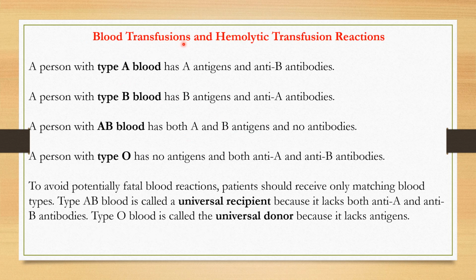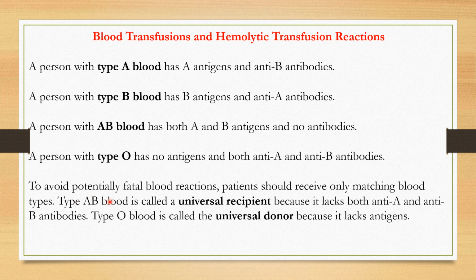Blood transfusions and hemolytic transfusion reactions. A person with type A blood has A antigen and anti-B antibodies. A person with type B blood has B antigen and anti-A antibodies. A person with AB blood has both A and B antigens and no antibodies. A person with type O has no antigens and both anti-A and anti-B antibodies.